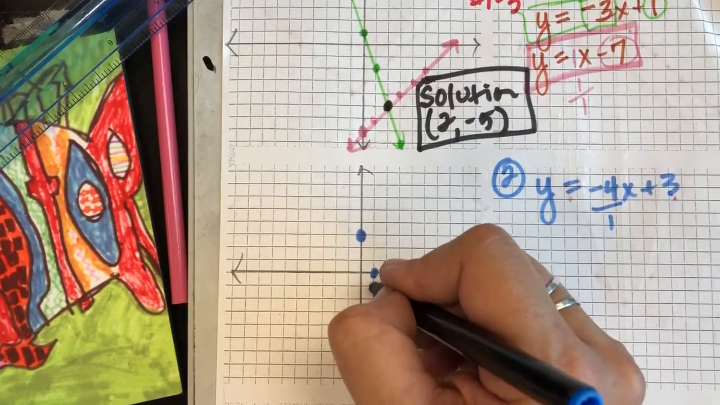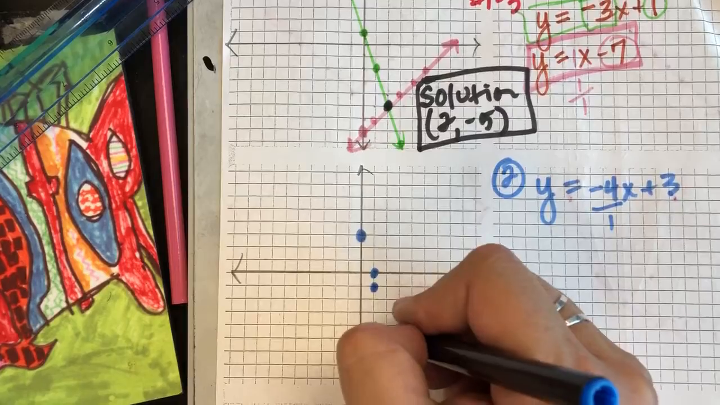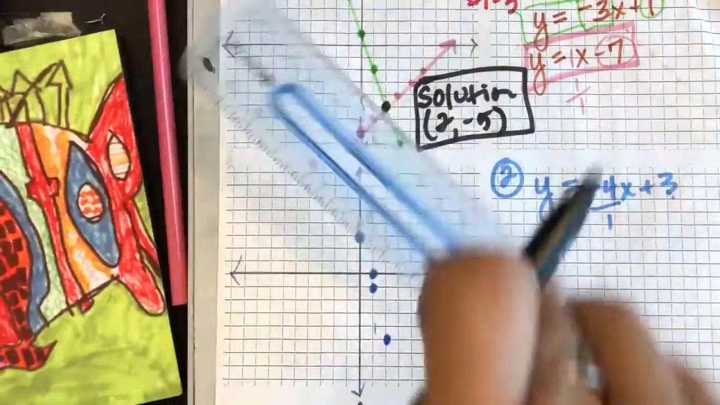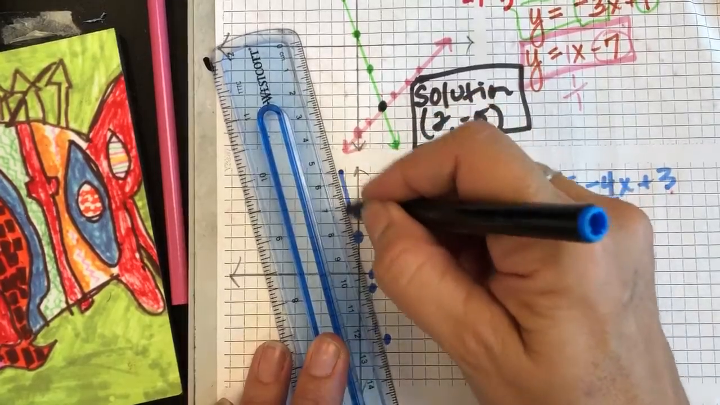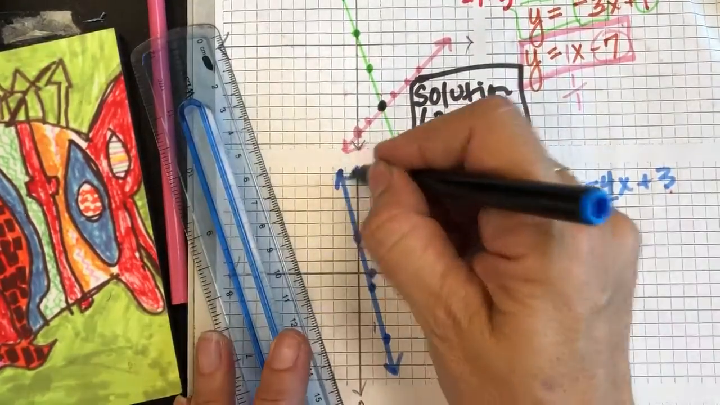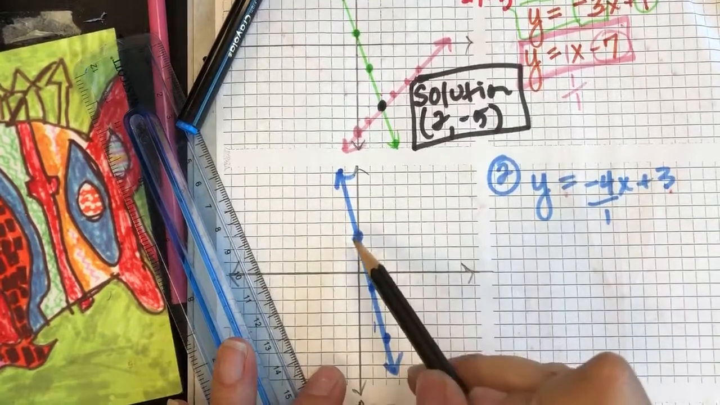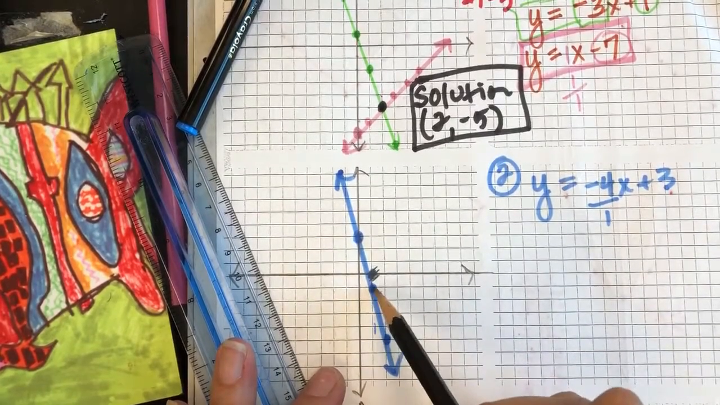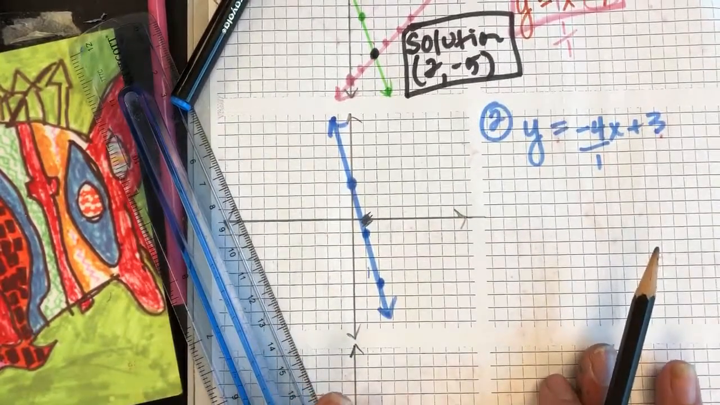Down, oh, I just went down 3. Should be there. Down 4 to the right 1. Down 4 to the right 1. I need to draw my line on there quickly because I have that one point that's wrong. I made a little error. This one shouldn't be there. I started at 3. I should go down 4, right 1. Down 4, right 1. So there's the first equation.